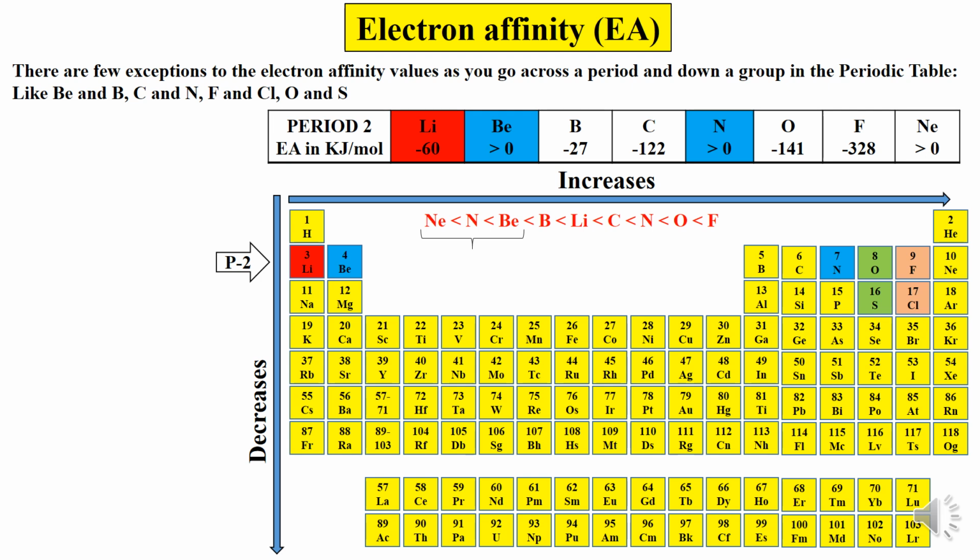Why? Because neon has a stable electronic configuration. Neon, nitrogen and beryllium have a stable electronic configuration and become unstable on addition of electrons, leading to an endothermic reaction shown by a positive electron affinity value. While in case of boron, lithium, carbon, oxygen and fluorine, they have an unstable electronic configuration and become stable on addition of an electron. It's an exothermic process shown by a negative electron affinity value.